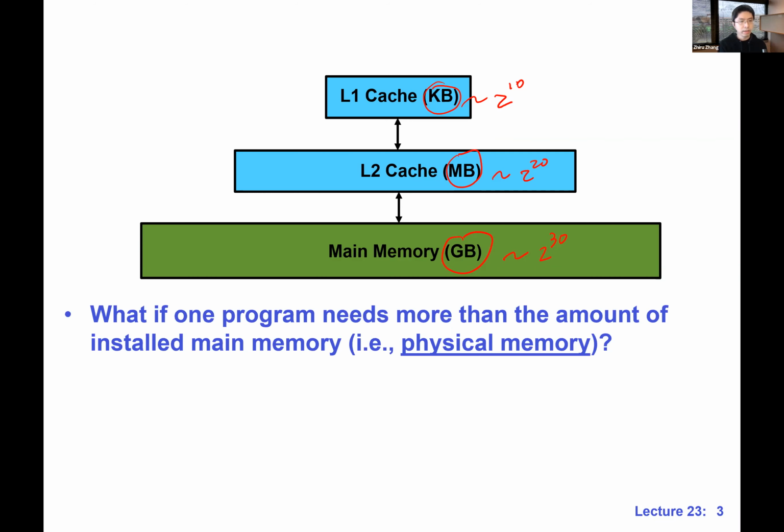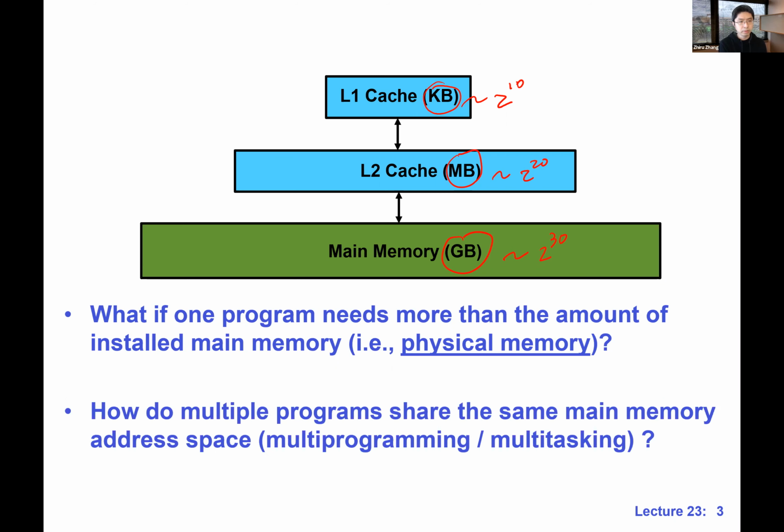So first, we can ask: what if one program, our program, is more than the amount of installed main memory? What if we need terabytes of memory, terabytes of data? How do we deal with that? And also, can we support so-called multi-programming or multitasking, meaning that we want multiple programs to share and reside in the same physical memory at the same time?